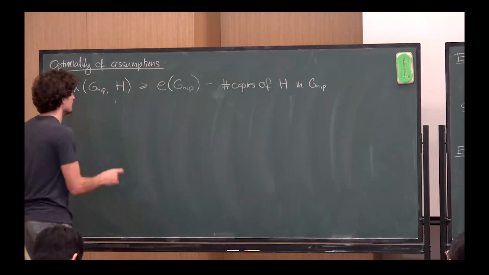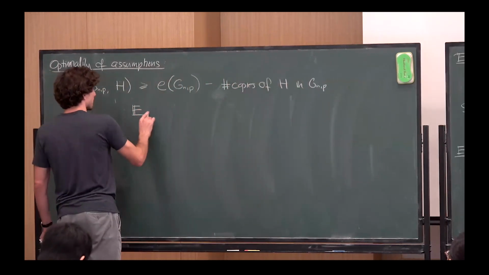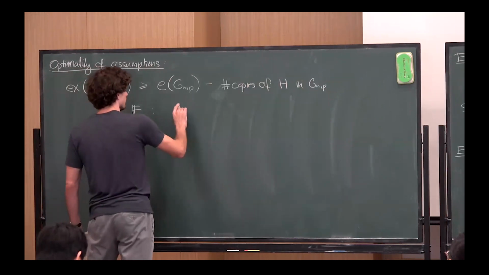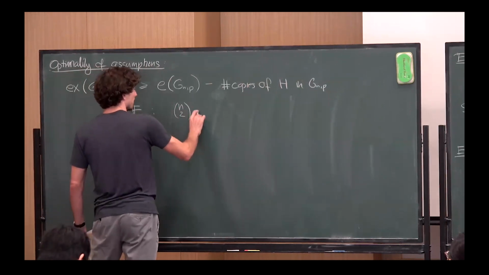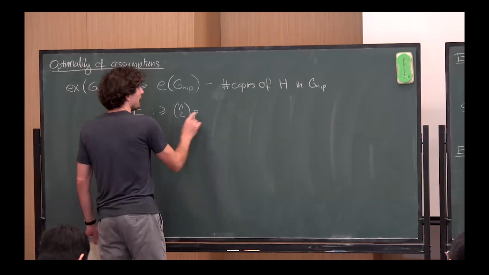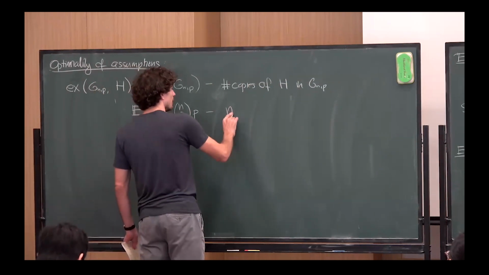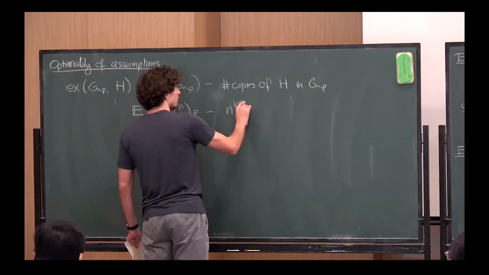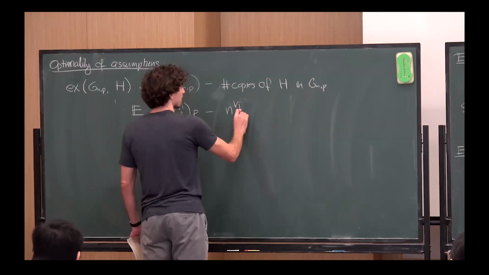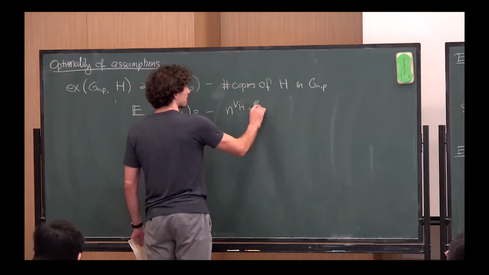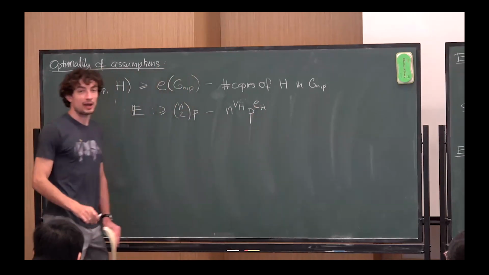Now, in expectation, this is n choose 2 times p. And this is at most n to the number of vertices of the graph H times p to the number of edges of the graph H.